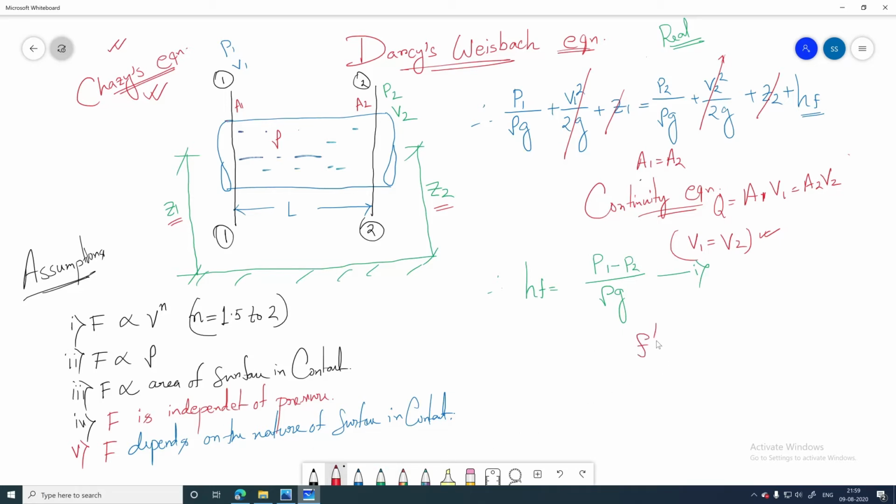Also please write the value of F dash. What is denoted by F dash? It is the frictional resistance per unit area per unit velocity.